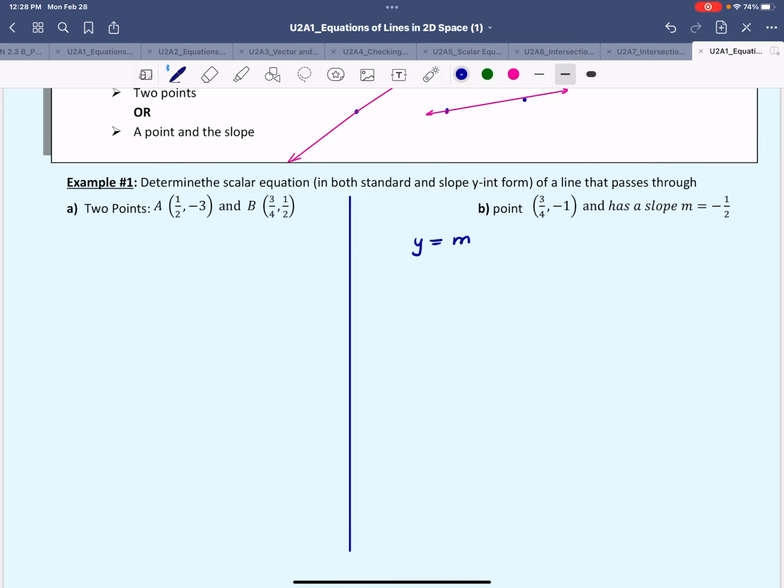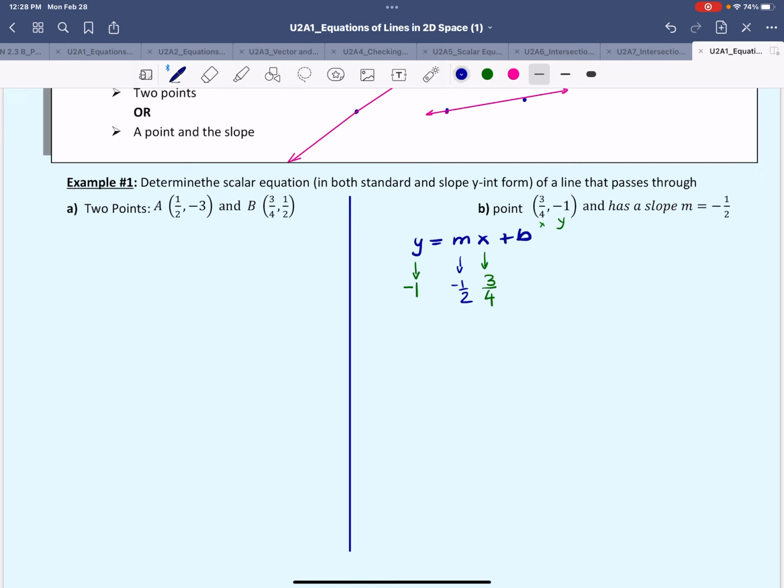I like to write the equation first, y equals mx plus b, and then revisit the information given. So I am given the slope, which is negative 1 over 2. And I'm also given a point on the line, 3/4 and negative 1. In other words, I am given the x and y coordinates of a point that must satisfy this equation. So for y, I'm going to write the value of y, negative 1, and for x, I will write the value of x, which is 3 over 4.